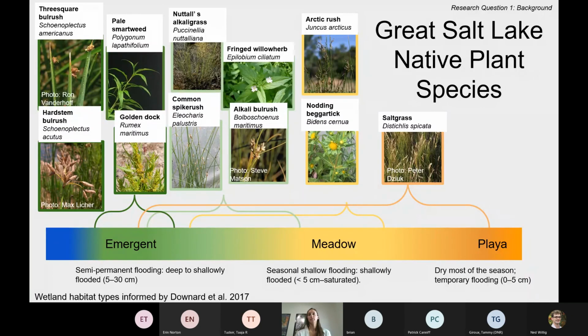First, what are some of the native plant species that we're interested in restoring? They're shown on the screen here. They exist across a broad hydrological gradient. We have native bulrushes, which are important because of their habitat value. We have a spike rush, an Arctic rush, two grasses, and then some forb species as well.